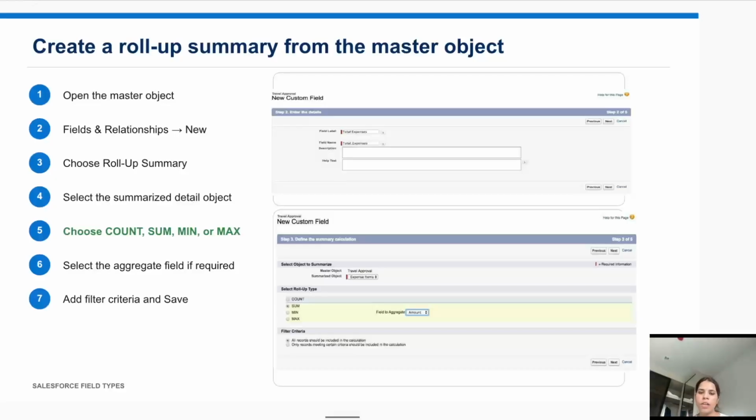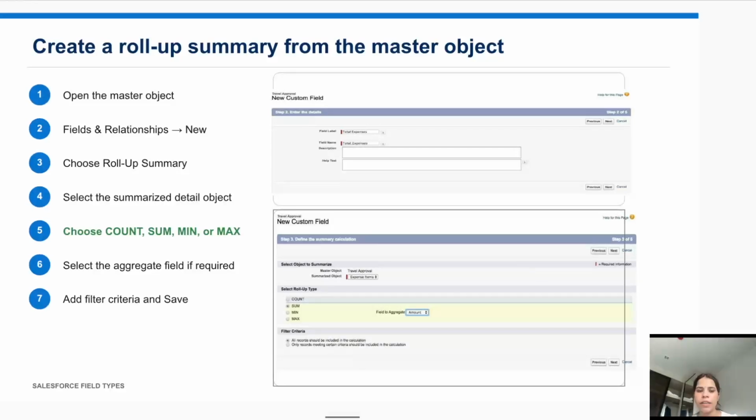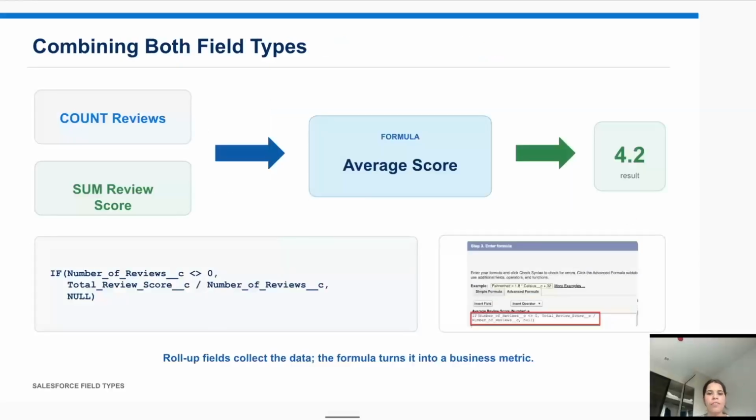It can be a count, sum, min, max. Then we select the aggregate field if required. As I discussed earlier as well, it is not always required to fetch all the detail records. If we want to filter the records from the detail records, then we can add the filter criteria and save that field. After that, we have combining both the field types.